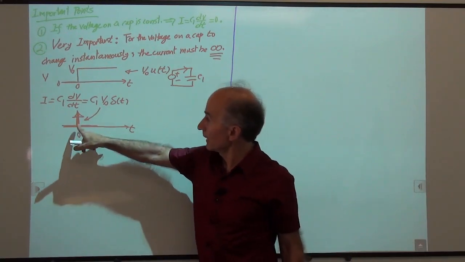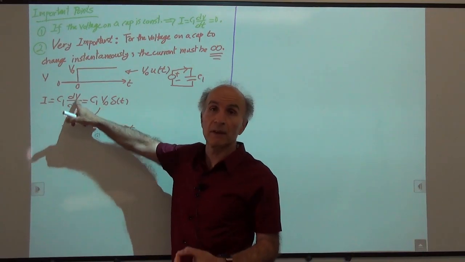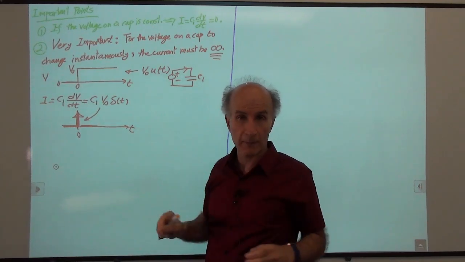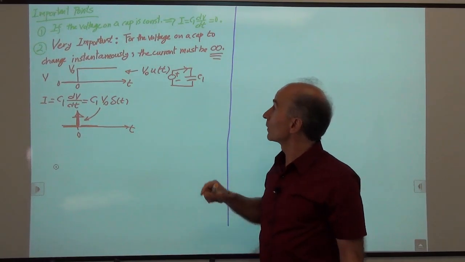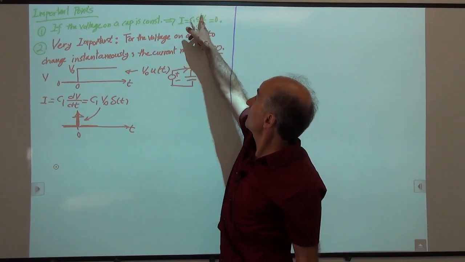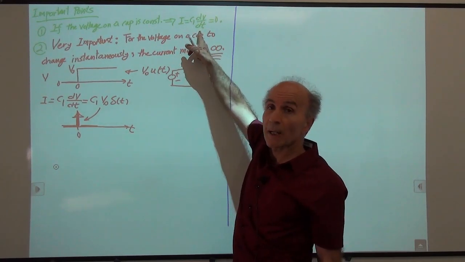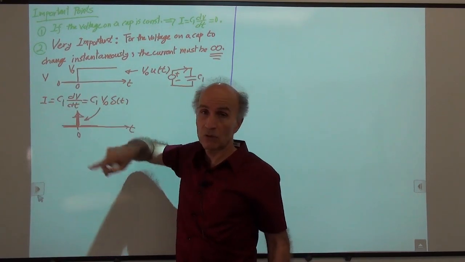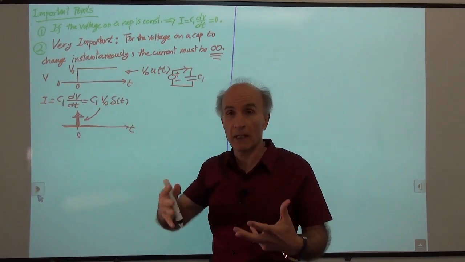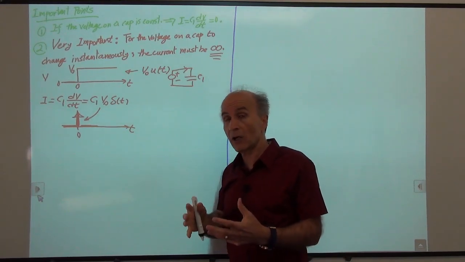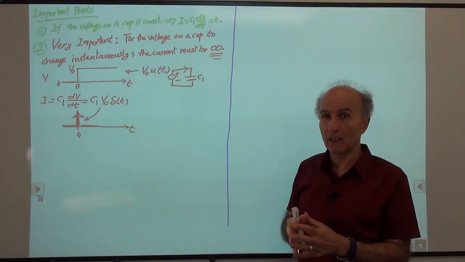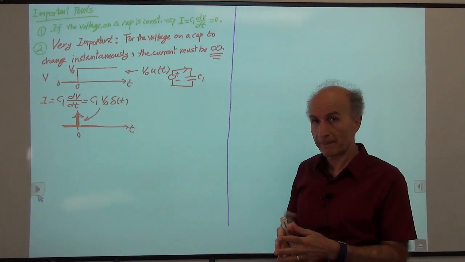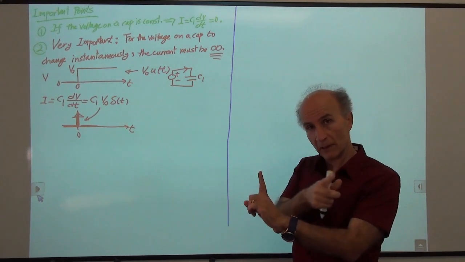An impulse is a quantity that goes to infinity for a very, very short amount of time, then comes back to 0, right? So this equation says that if the voltage wants to jump in 0 time, jump instantaneously, jump abruptly, then the current delivered to the capacitor has to be infinite. All right? So now let's turn it the other way.